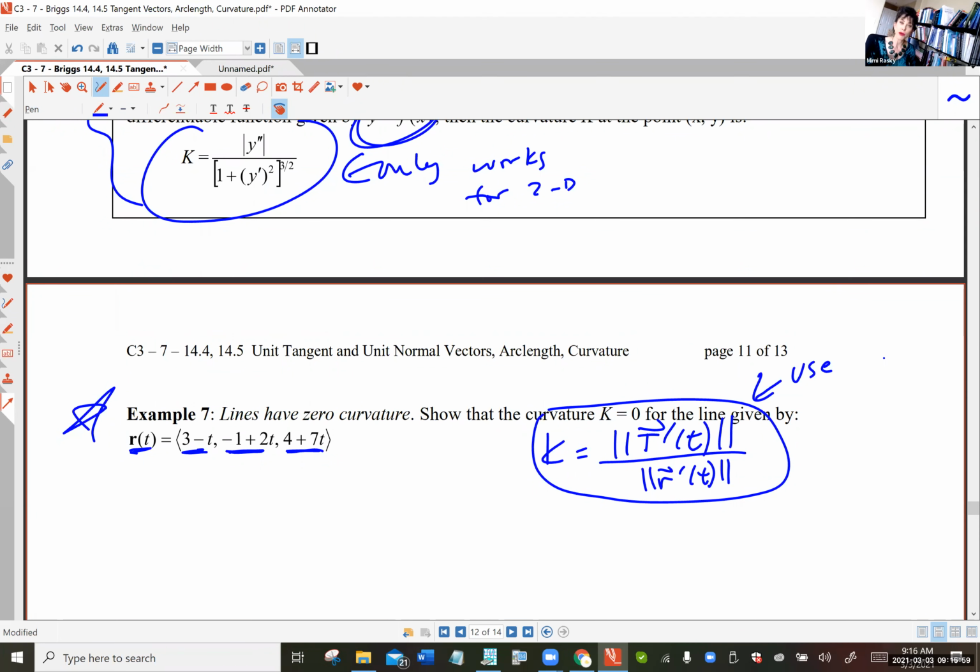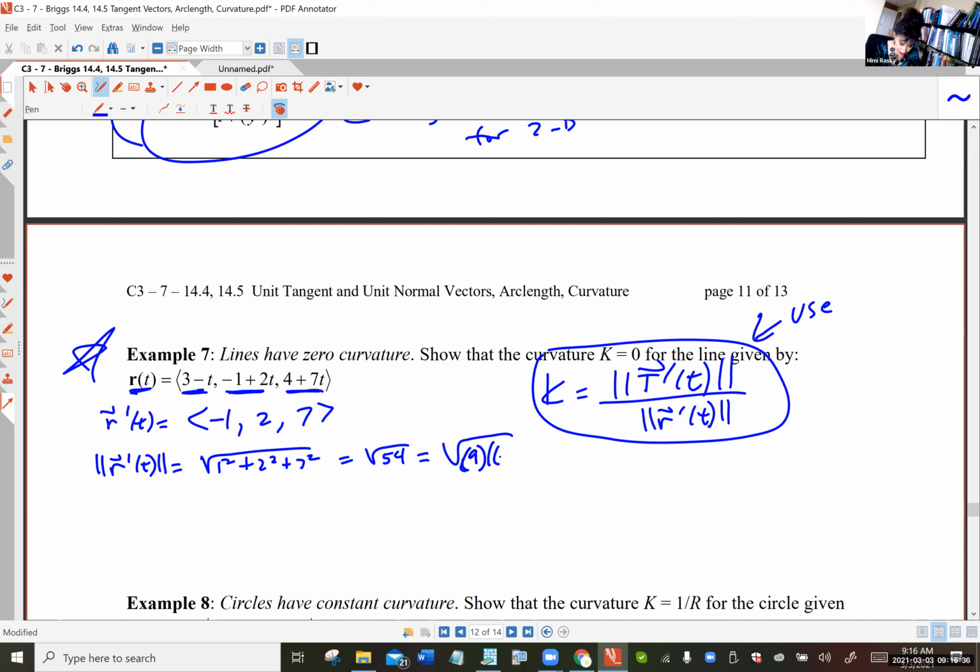So what the heck is 1 squared plus 2 squared plus 7 squared? Well, 1 plus 4 plus 49. I think it's square root of 54. And let's simplify that radical a little bit, because I think 9 times 6 is 54, and 9 is a perfect square. So when we simplify the radical, it's 3 square root of 6.